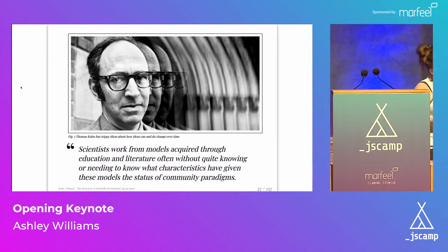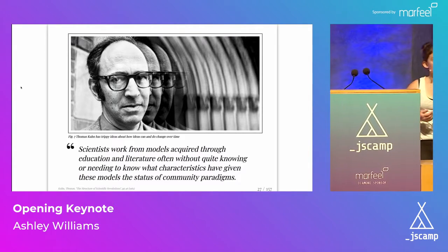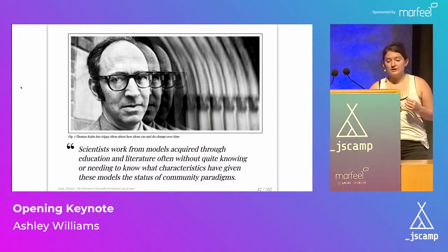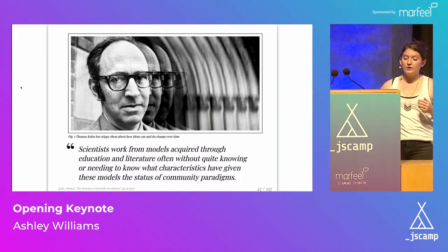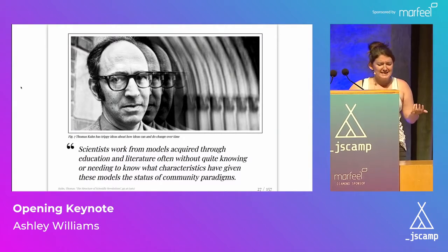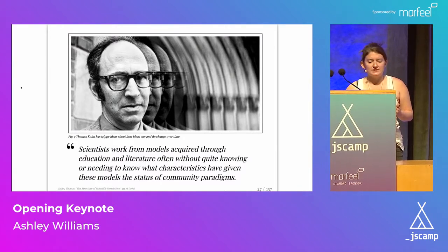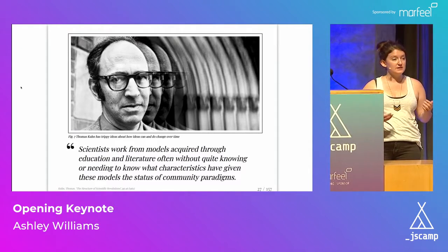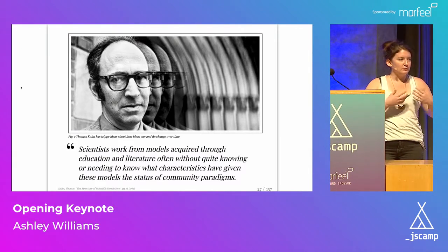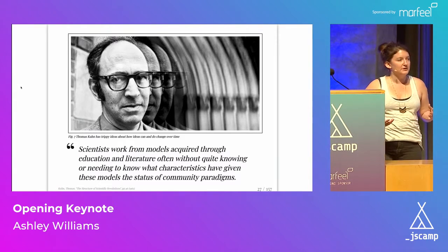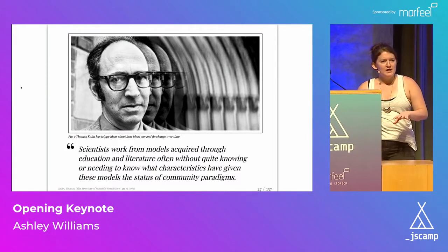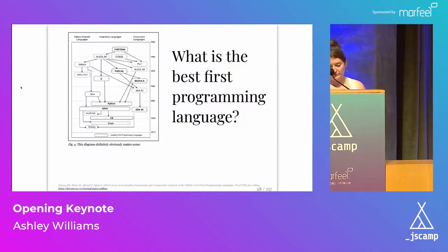This is a philosopher named Thomas Kuhn. He wrote a book called The Structure of Scientific Revolutions, which is absolutely fantastic. But in it, he writes, "Scientists work from models acquired through education and literature, often without quite knowing or needing to know what characteristics have given these models the status of community paradigms." And what he's saying here is, we are working with a lot of beliefs in our community right now, but we rarely question where these beliefs come from and why they exist in the first place.